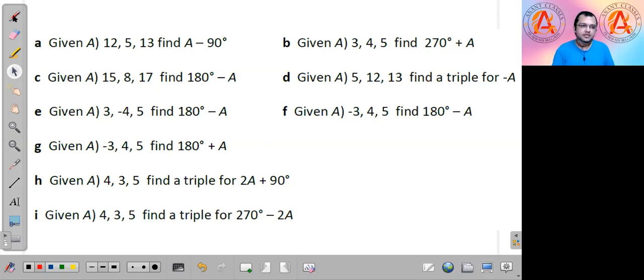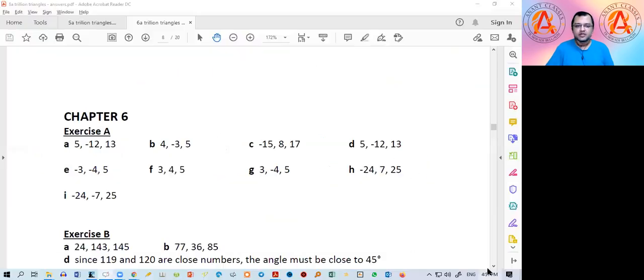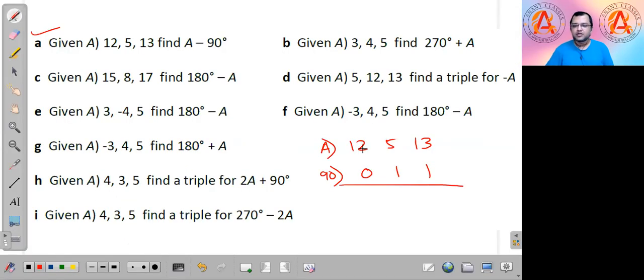So first one answer, number A. Anybody can answer. You can just unmute and answer, or you can type in chat box as you wish. It's a small group, so there is no issue. Yeah, so A minus 90 degree, A is 12, 5, 13, and 90 is 0, 1, 1. So you will get, yes, this is minus. So minus means 0, not 0 minus 5, 0 plus 5. This will be 5.